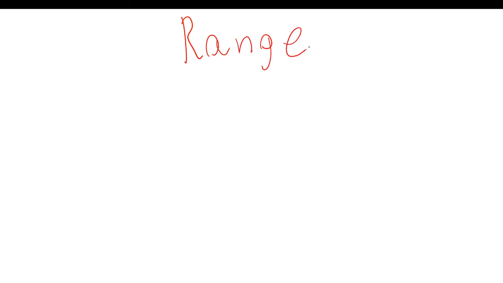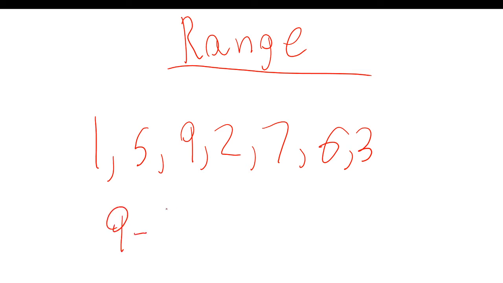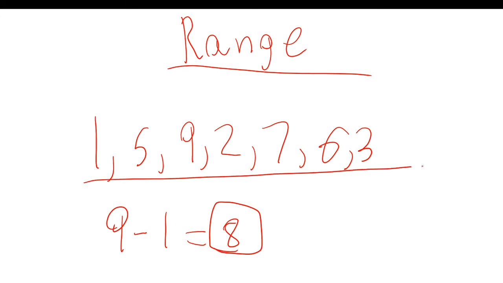Again, you won't really find range too much in MathCounts problems, but range is the max minus the min. So if we have 1, 5, 9, 2, 7, 6, 3, the range is the largest value, 9, minus the smallest value, 1. So the range of this set of values is 8. That's all you gotta know for statistics in MathCounts. Mean, median, mode, and range.